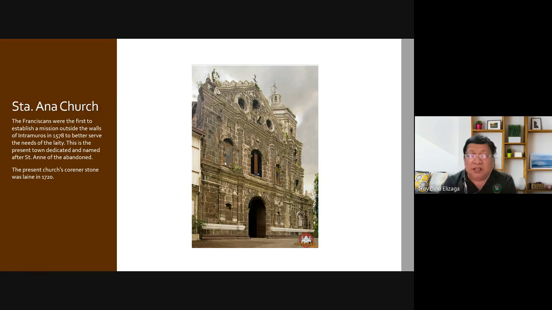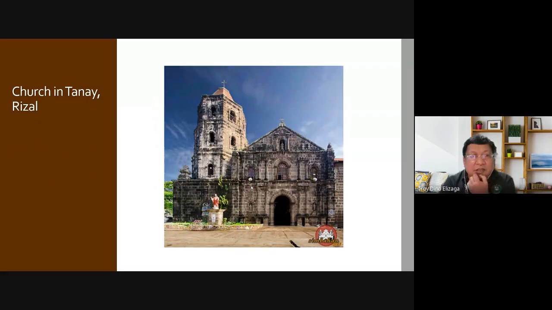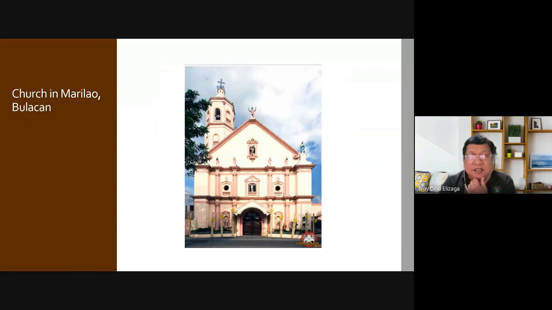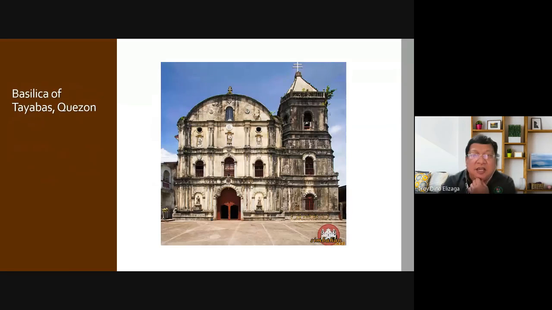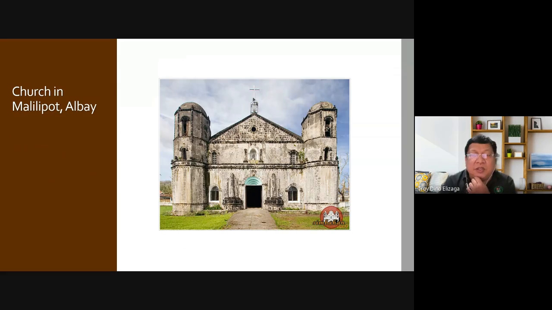So right now, the Escuela Taller is working on this. They finished the door and also the inside, and now they're working on the outside. The Guiuan Church in Eastern Samar was just recently rehabilitated after the Yolanda typhoon. Church in Tanay, Rizal, Church in Marilao, Bulacan, Tayabas, Quezon. So you have to be familiar later on if you go into heritage. So these are what you would expect, no?